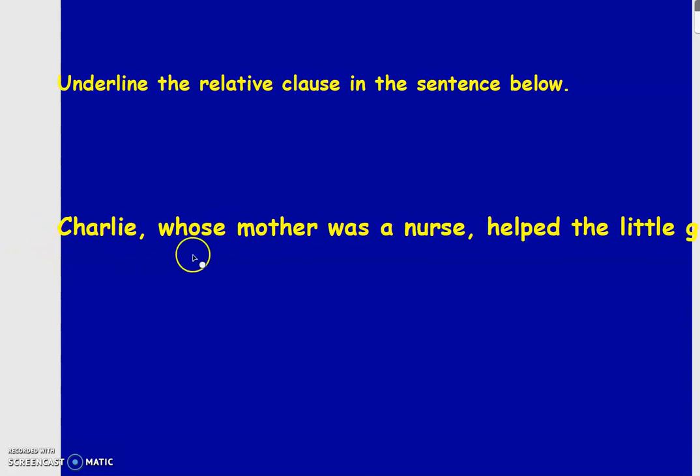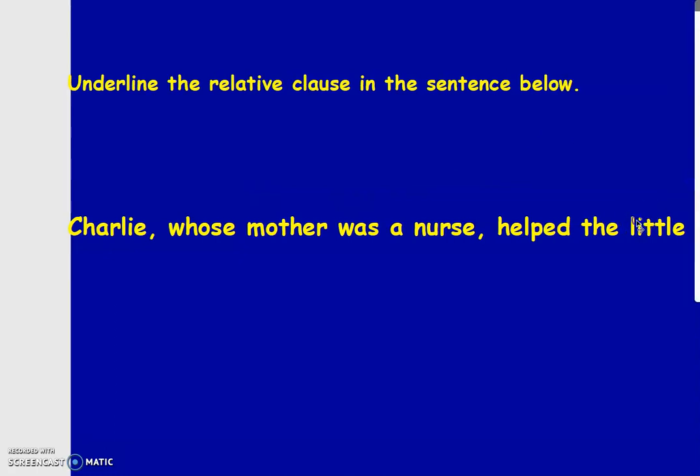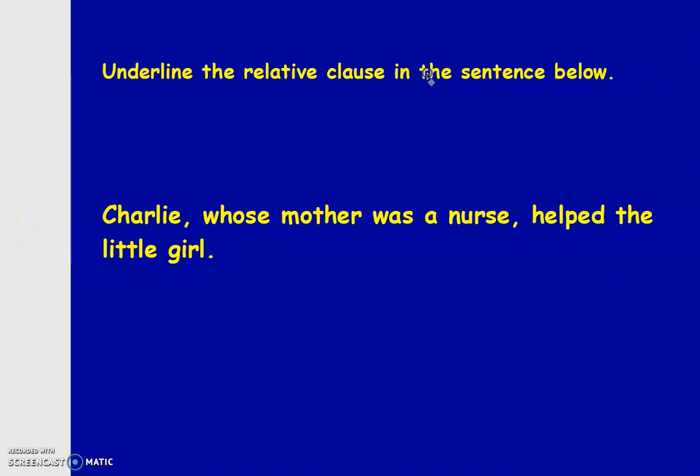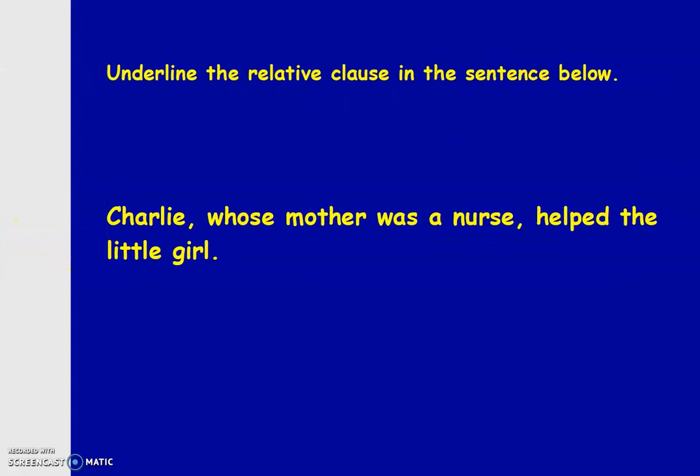The next one, underline the relative clause in the sentence below. Charlie, whose mother was a nurse, helped the little girl. Can't see that little girl very well, can you? There you go. Which is the relative pronoun? Pause the video here.